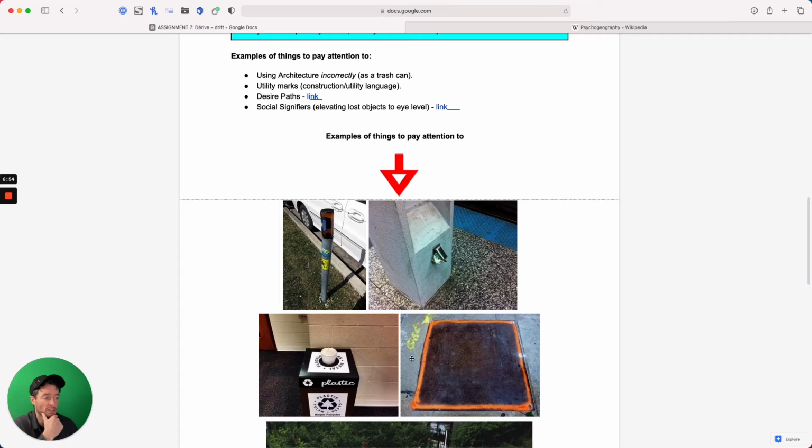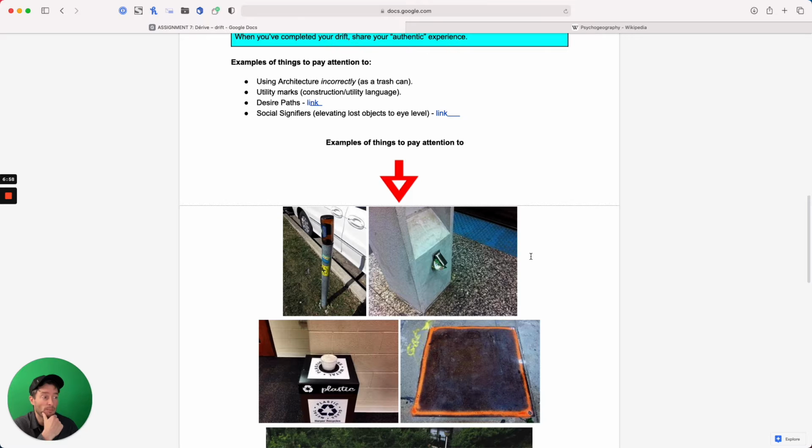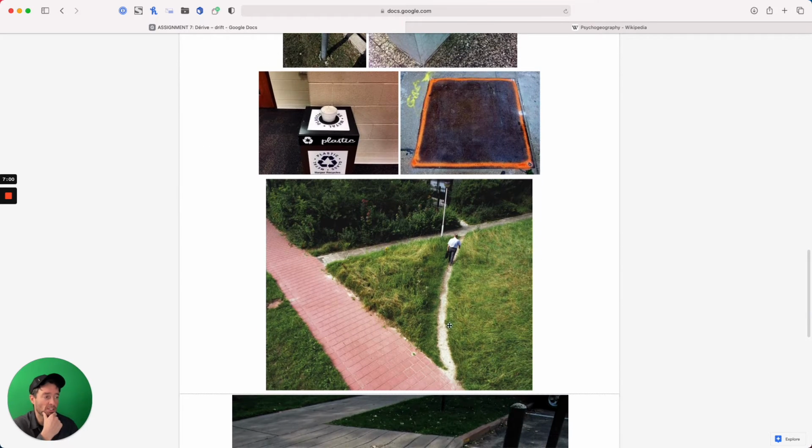Utility marks, construction utility, things that are using a language that is specified but not known to you, possibly. So color, arrows, those kind of things. Desire paths are a good one, right? So this is the path that is laid out and conditioned or constructed in this kind of built environment for us, but this is the actual path that people want to take.